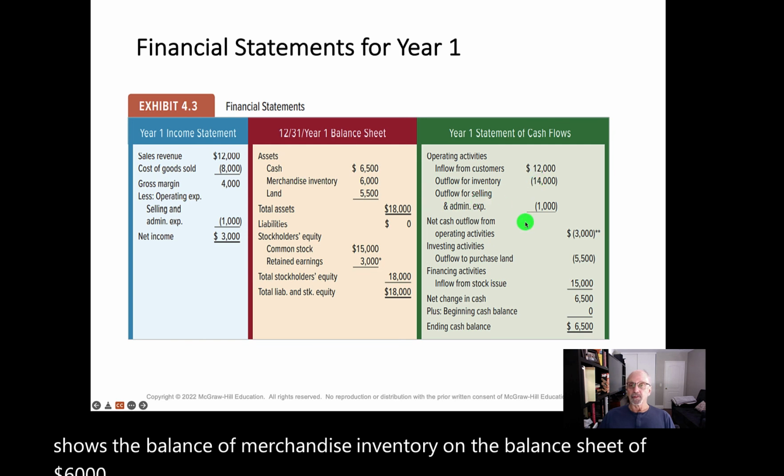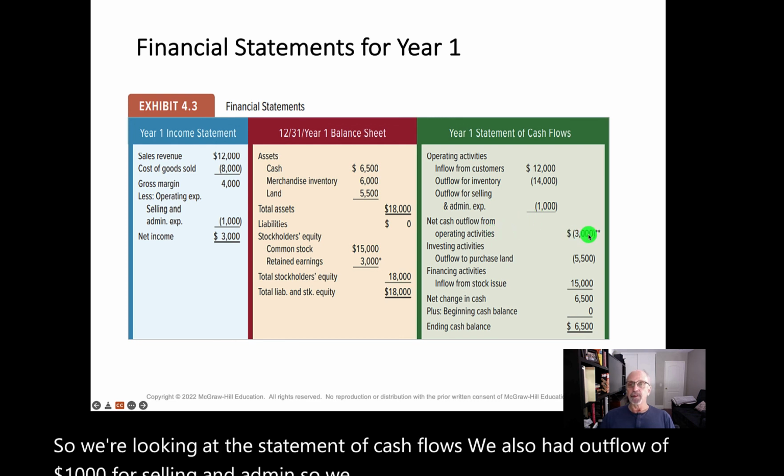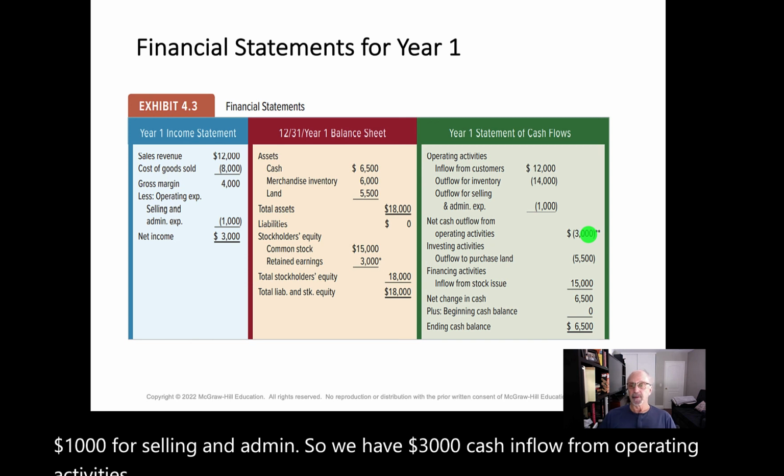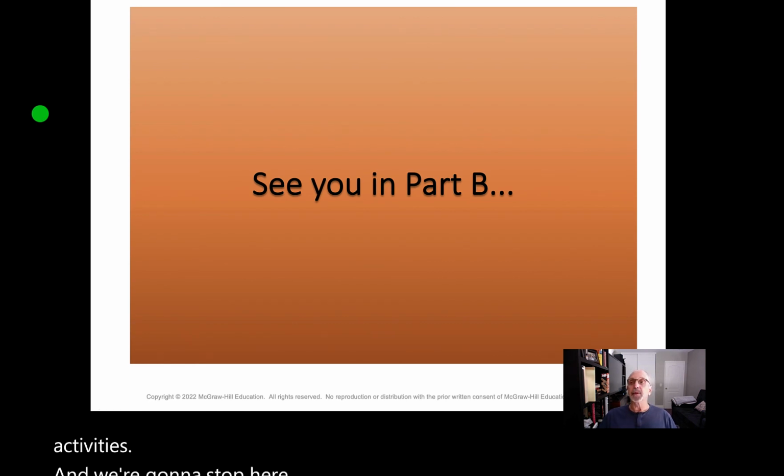So we're looking at the statement of cash flows. We also had outflow of $1,000 for selling and admin. So we have $3,000 cash inflow from operating activities. And we're going to stop here and I'll pick us up again on the other side in the Part B video.